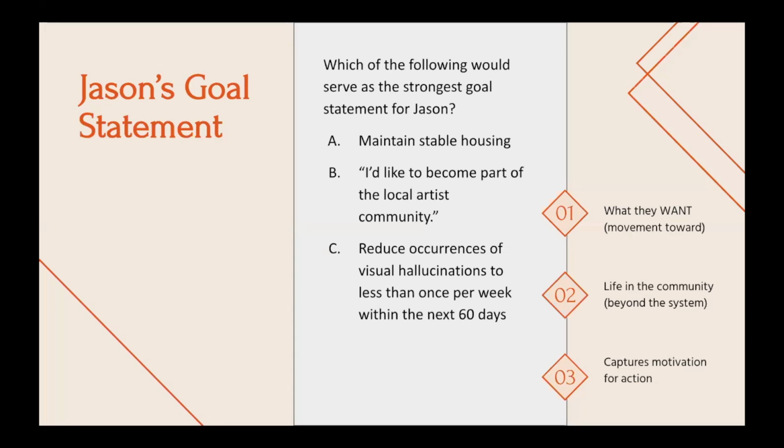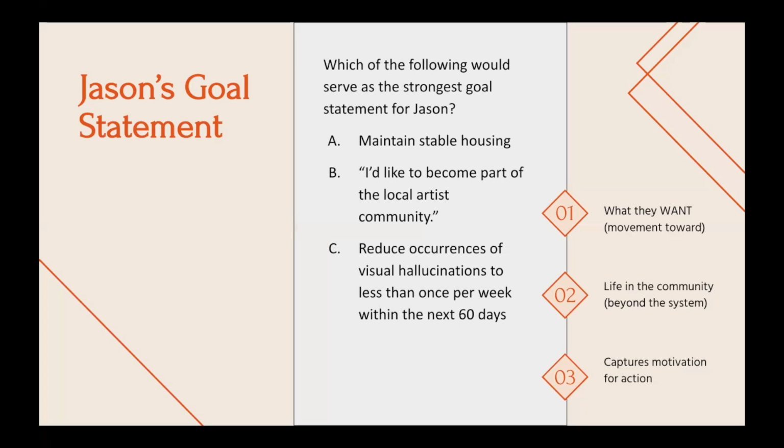Otherwise, let's review our options. So A is simply to maintain stable housing. Now, this might be an important thing to continue to measure as an outcome, especially if the particular program that Jason is in is focused on housing. And oftentimes programs want those program level outcomes. And so it might be something that we're keeping our eye on as an outcome, but it doesn't really meet the standards of how we think about goals in a person-centered model.